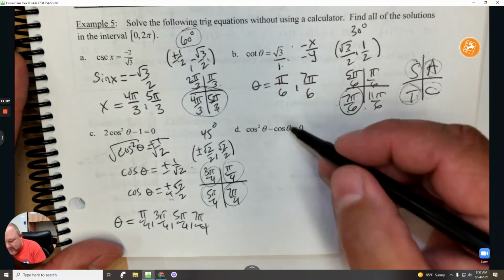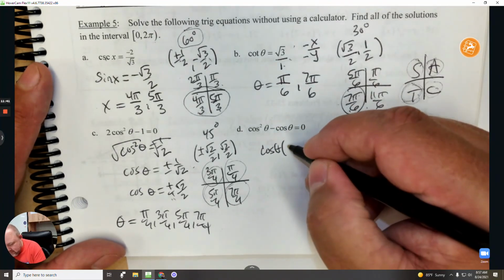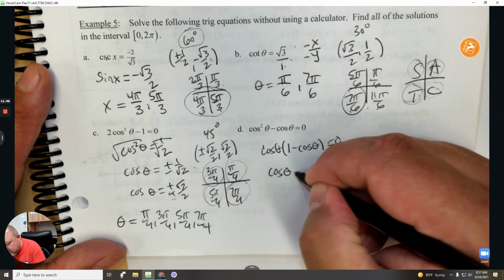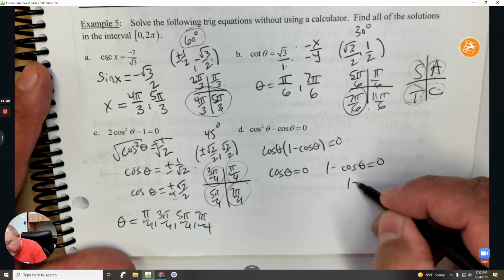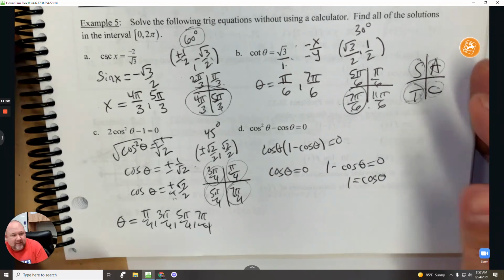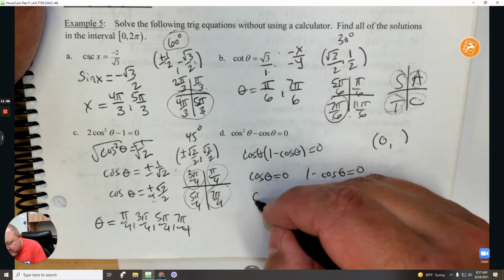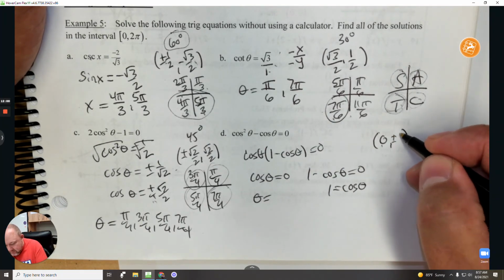Last one, I'm going to factor this. So they have a cosine in common. And I'm going to take each one equal to 0. So the first factor equal to 0, and the second factor equal to 0. So I'm going to add cosine theta, and those are the things I'm looking for. So when is the x-coordinate 0? So that's either a positive 1 or negative 1.